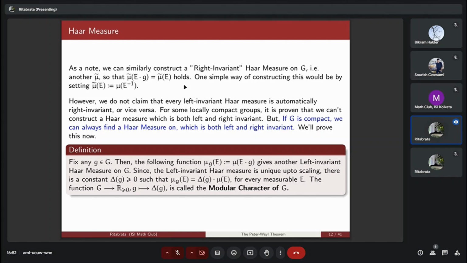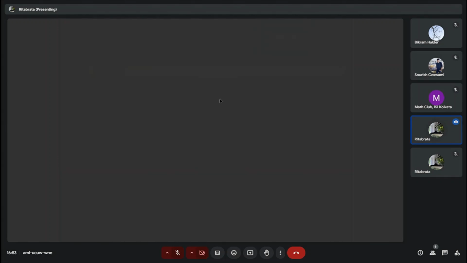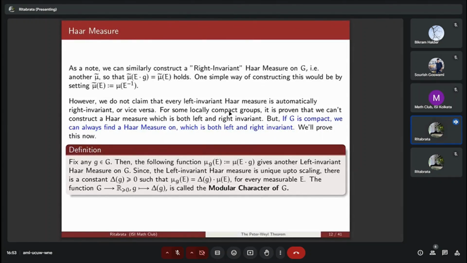Before this, we'll just recall one thing: whatever measure we defined on our locally compact group, it was unique up to multiplication by a scalar. That is, if we have any two left invariant Haar measures on a particular locally compact group, then they will differ by just a scalar. We'll use this fact to construct a function. Basically, fix any group element g. Then we have the following function: mu g of E is defined to be mu of E dot g. We can see that this gives another left invariant Haar measure.